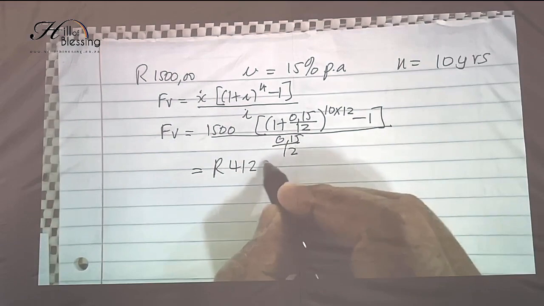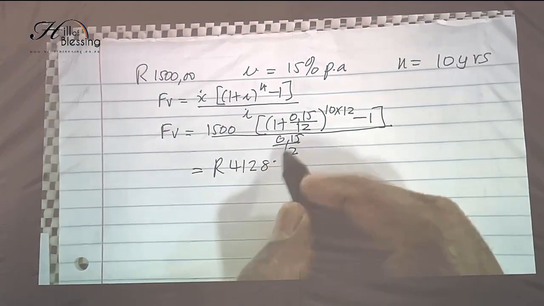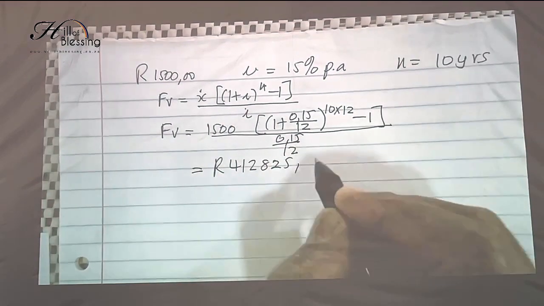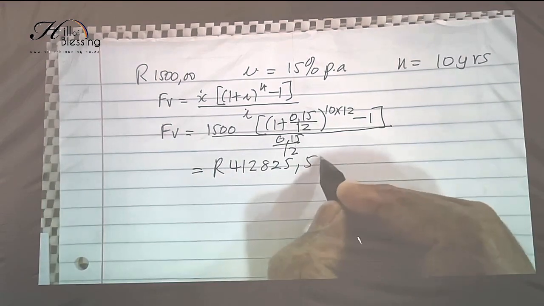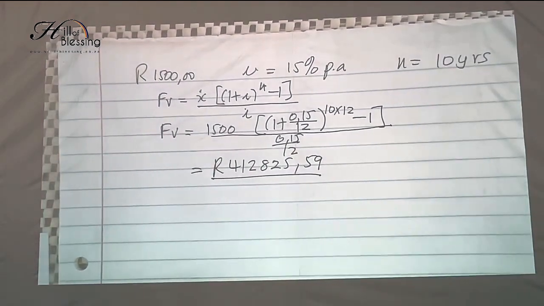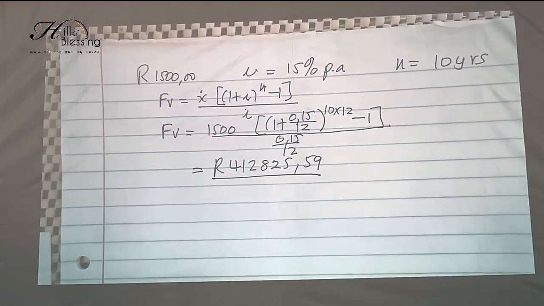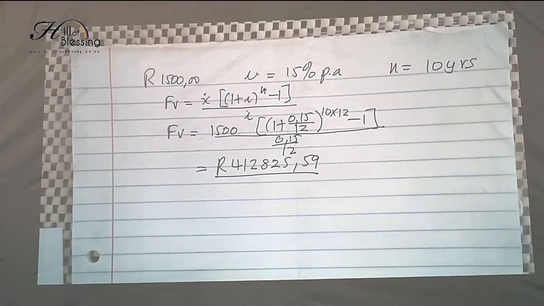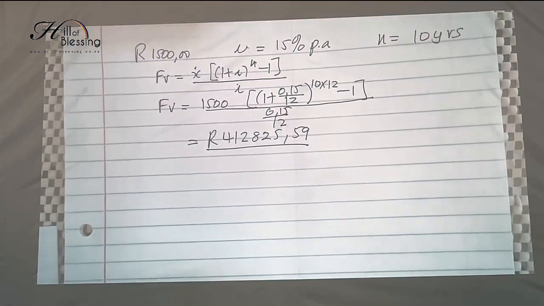412,825.59. Now that is what he will receive, right? That is what he will receive if he pays this money every month.